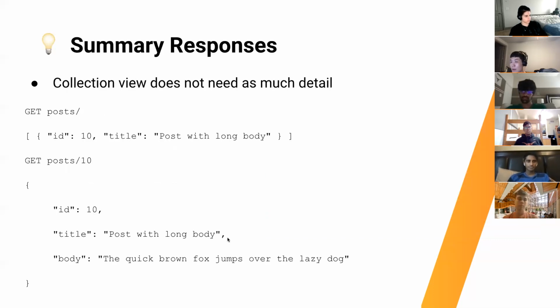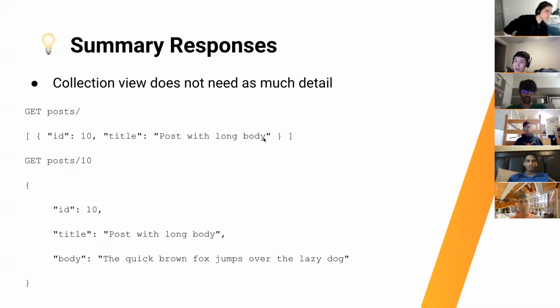Okay, so here are some of the different ways that you can design APIs. One trick you can do is that the collection view does not need as much detail as the individual resource, right? For example, if you had something like Reddit, with posts, and you do a GET on them, you get a list back. This is only a single-element list, but realistically you would have more elements in this list separated by commas. You get the ID and only the title, right?